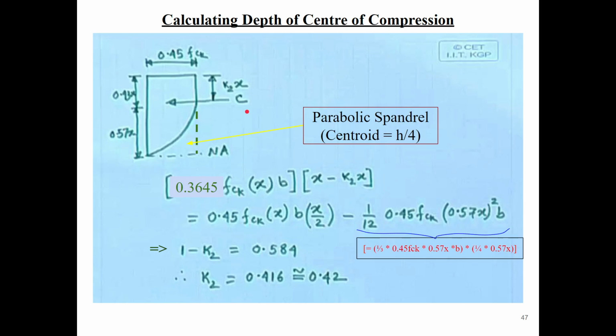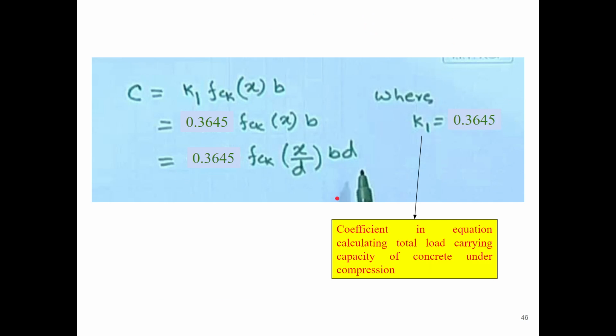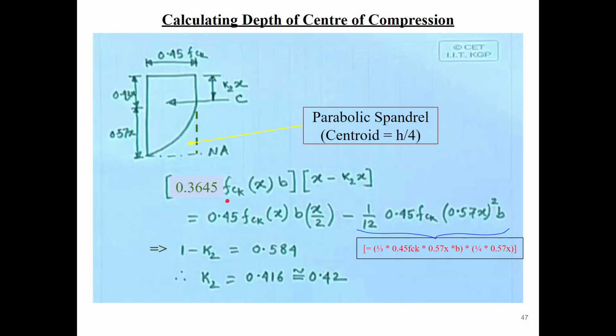Okay, so that can be found out using concepts of engineering mechanics. Taking the total area, we know the actual force: 0.3645 fck into x into b, right? So that into x minus k2 x, that is the moment. Okay, so into x minus k2 x.